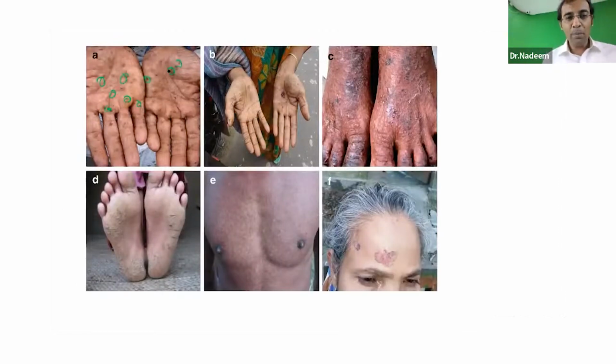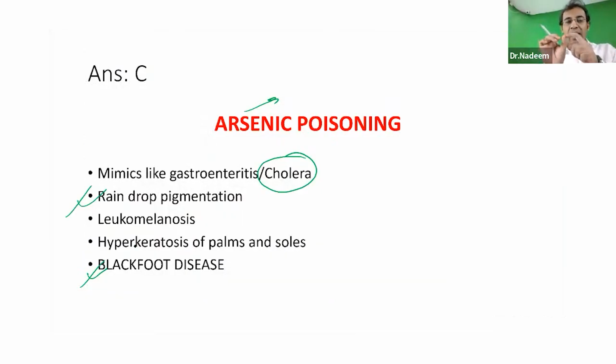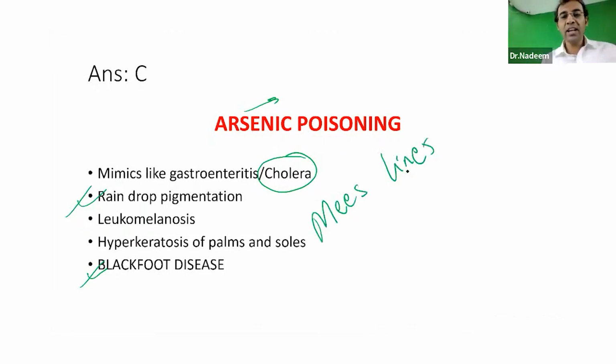Fine. Raindrop pigmentation. There will be hyperkeratosis of palms and feet. I know. So, yeah, and after that, if you are going to see the nails, there will be what? Mees lines, right? Mees lines, or full name is Aldrich Mees lines. All these are important questions related to arsenic poisoning.